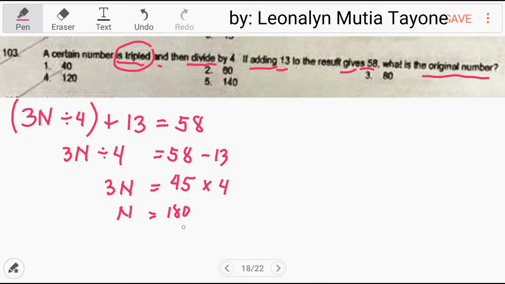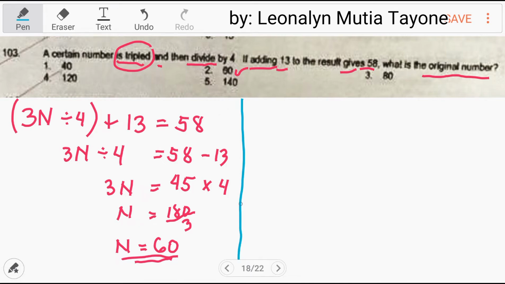Para ma-isolate si n dito, since si 3 pang-multiply sa n, pang-divide ngayon siya sa 180. Now, n is equal to 180 divided by 3, and that is 60. Yan na yung sagot, 60.